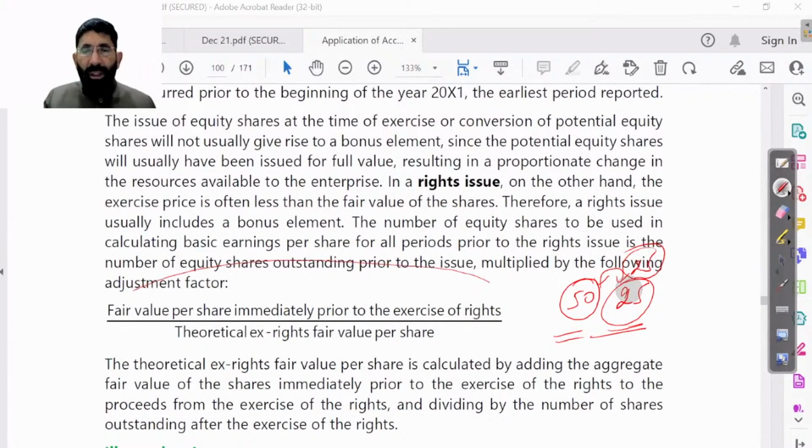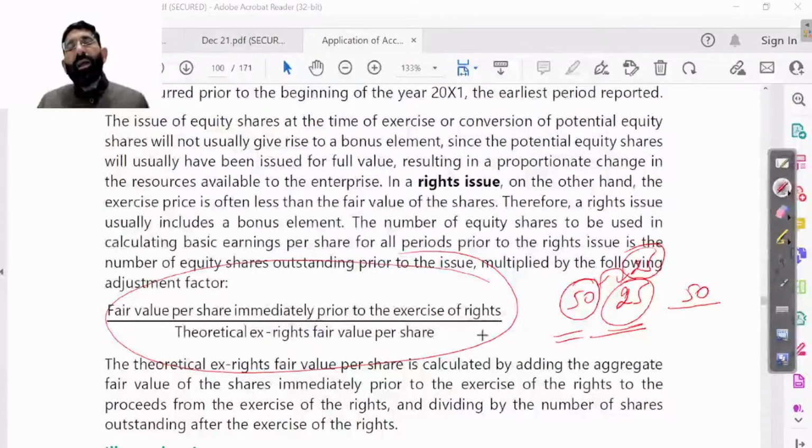Accordingly, a formula is used: fair value per share immediately prior to the exercise of rights. Whatever is the fair value before the issue of rights, that is 50. And what is the theoretical ex-rights fair value per share? It means the rate at which this rights share is issued.